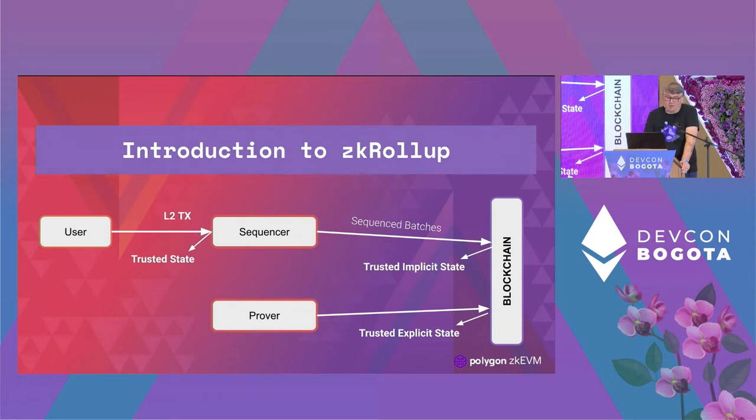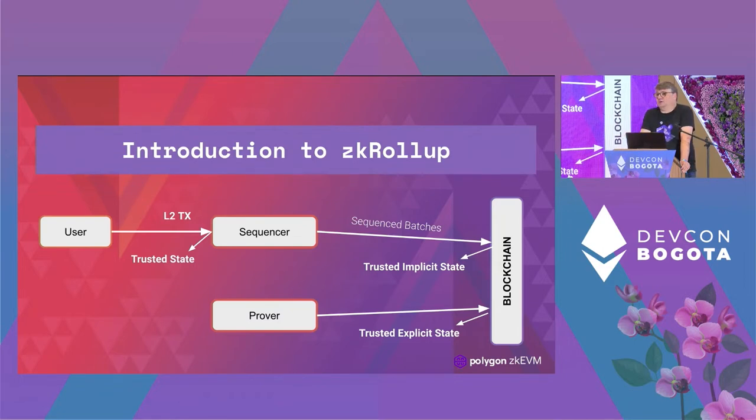A sequencer will already give a state. That means that the state will be final as far as you trust a sequencer. The sequencer, in the first version, is going to be a centralized sequencer. We will decentralize later on. But if you trust a sequencer, this transaction is final, and you have the warranty by the sequencer that this transaction is going to be mined. It's going to be processed.